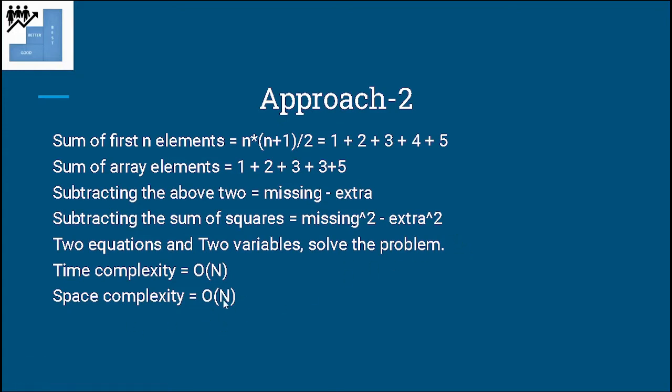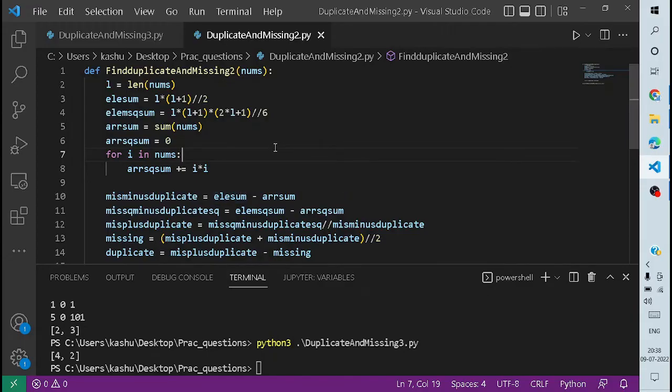Here, the space complexity is O of 1 and the time complexity is O of n. Look at the implementation. It is simple. The sum of 1 to n would be n times n plus 1 divided by 2, and the sum of squares would be n times n plus 1 times 2n plus 1 divided by 6. The sum of the array can be found by this, and the sum of squares of the array can be found by this piece of code.